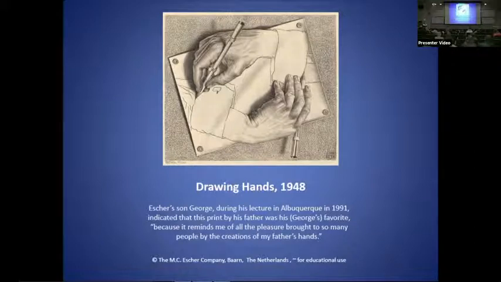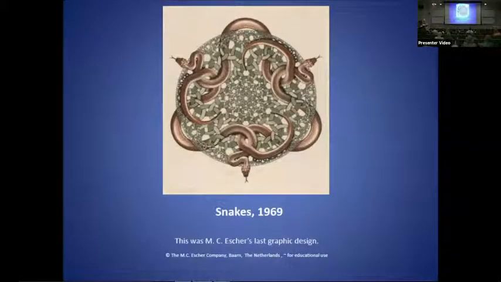But it'll look a little different because this pen is on top of the hand, but here this pen is below the hand. So it's not quite perfect rotational symmetry, but it definitely has the idea of 180 degree rotational symmetry. And this was his last graphic design, called Snakes. It has 3-fold rotational symmetry for obvious reasons, but no line symmetry. There's no lines of symmetry here.